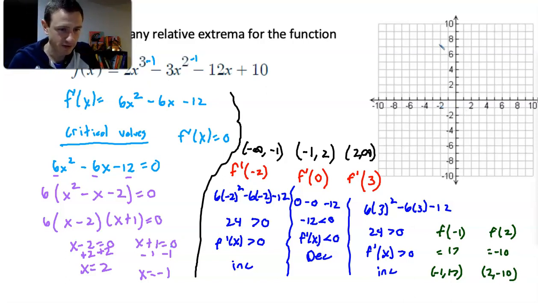So at negative 1, 17, I'm going to go off my graph a little bit here. That's fine. And then 2, negative 10 down here. So what we decided was on this side of negative 1, it was increasing. So it's doing something like this.